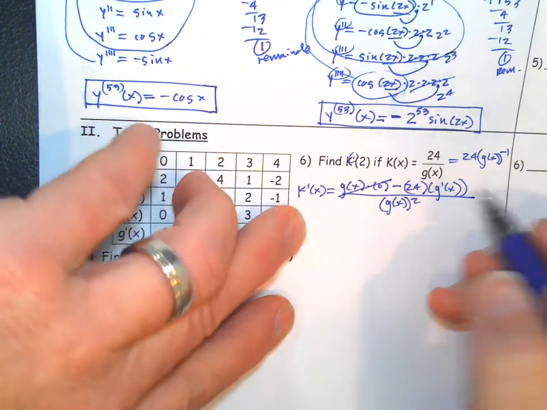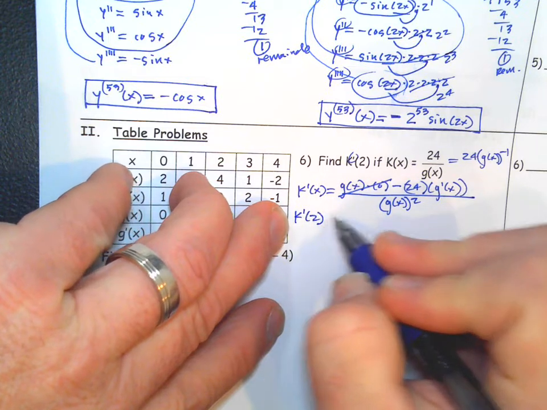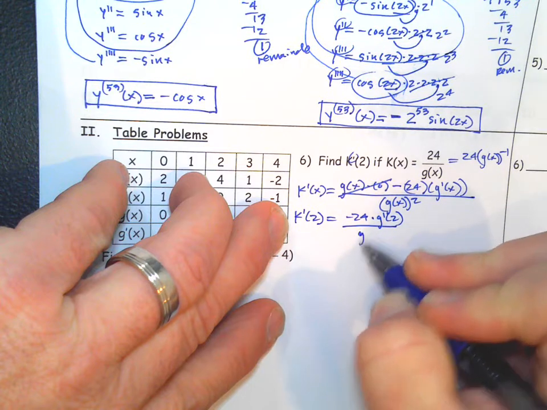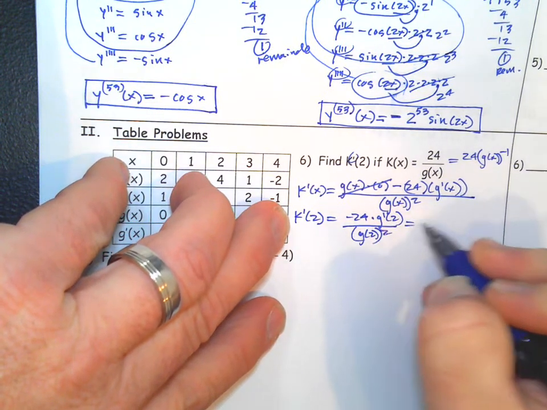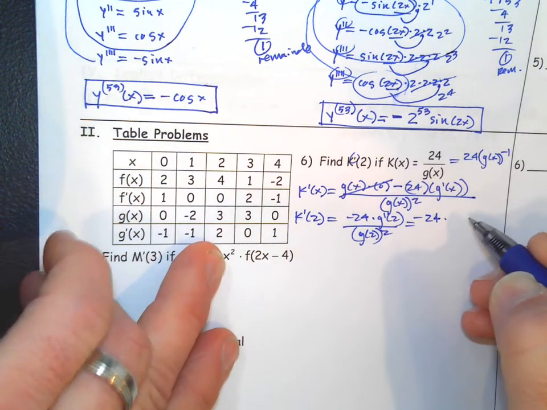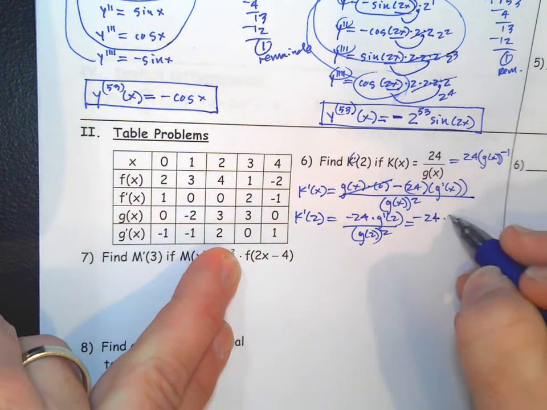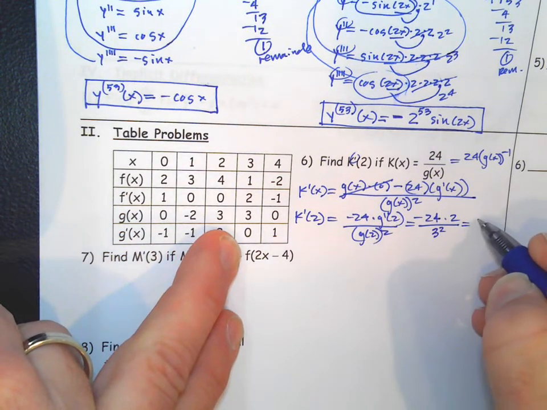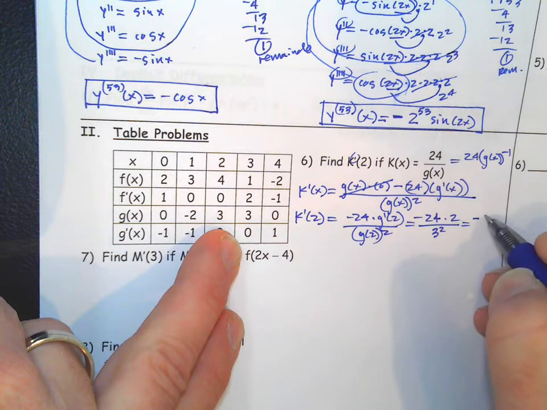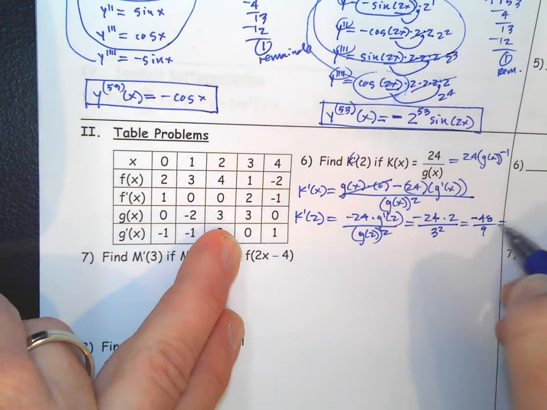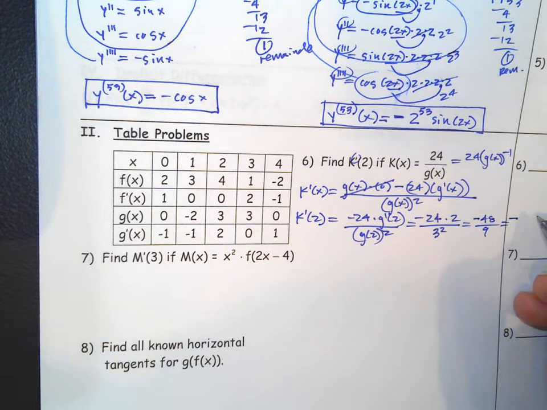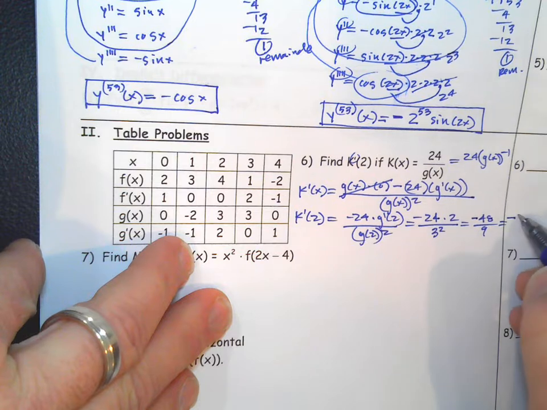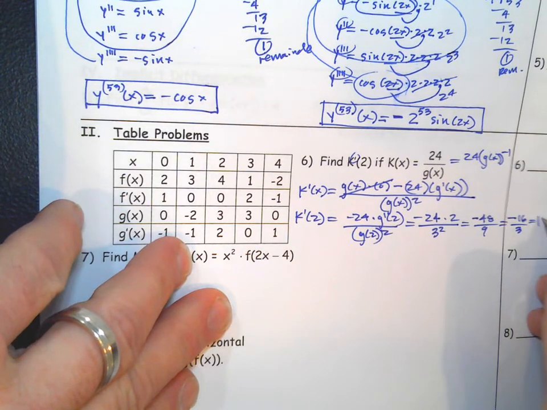That term goes away. So then if you want k prime 2, you're going to get negative 24 times g prime 2 over g2 squared. Now, you've got to look up these values from the table. G prime 2 is 2, and g2 is 3 squared. So this is going to be negative 48 over 9, negative, take 3 out of this, right? 16 over 3, that's k prime 2.